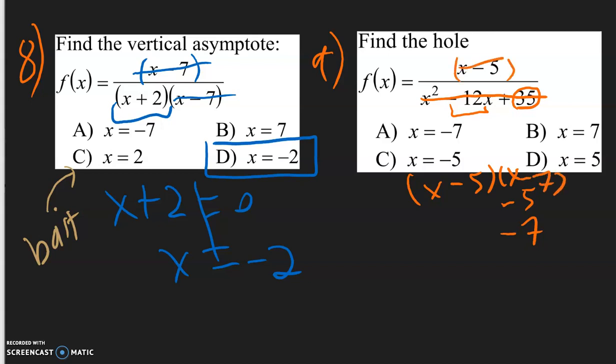Which you see the x minus 5 on top and bottom, they cancel out. But for the hole, you want the factor that cancels out. That's the difference between holes and vertical asymptotes. Vertical asymptotes, you want the factor that is not cancelled out. And for holes, you want the factor that is cancelled out. So going to take that factor, x minus 5, set it equal to 0, solve it, x is equal to positive 5, which will be letter D. And so you see the bait answer will be letter C, x equals negative 5.